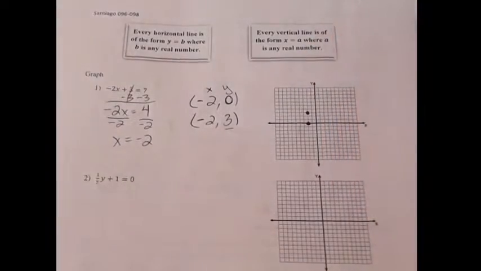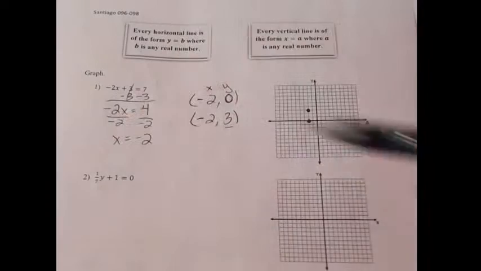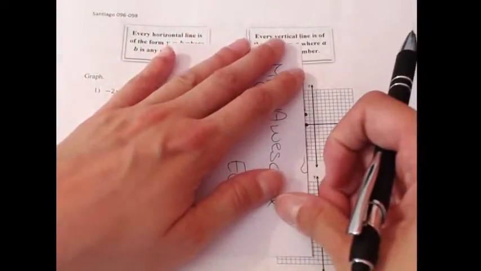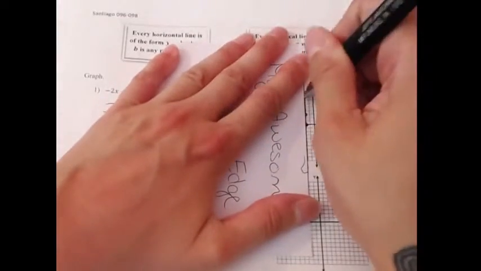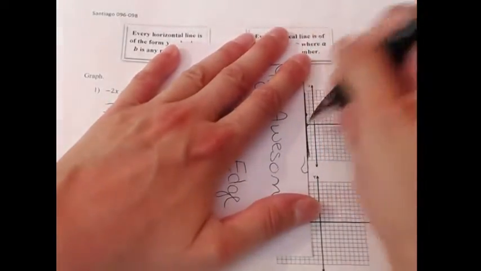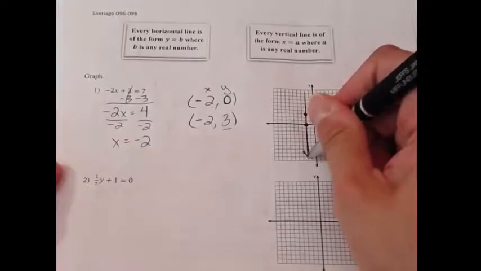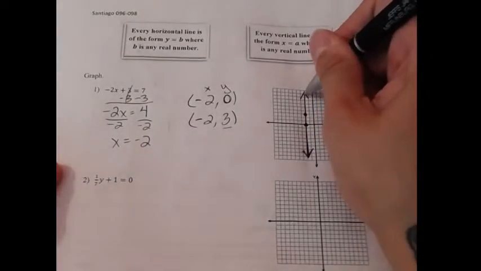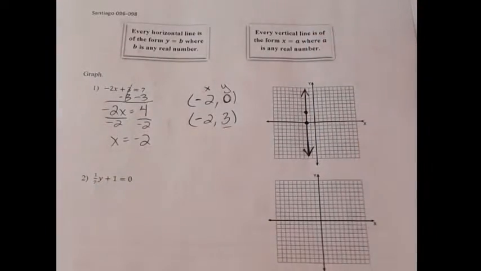And now I can prove that X equals negative 2 is a vertical line. So I'm going to connect these with a straight line using my straight edge. Oh man, I tried to make that straight and then it went all crazy. There is my vertical line. And that is the equation, X equals negative 2.